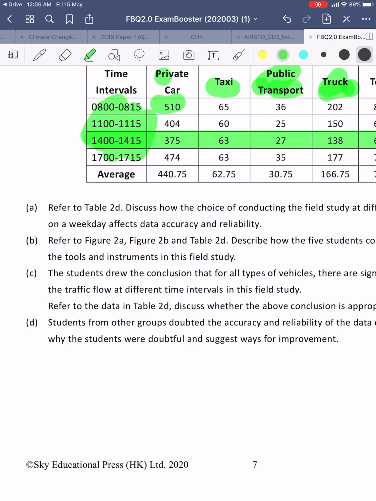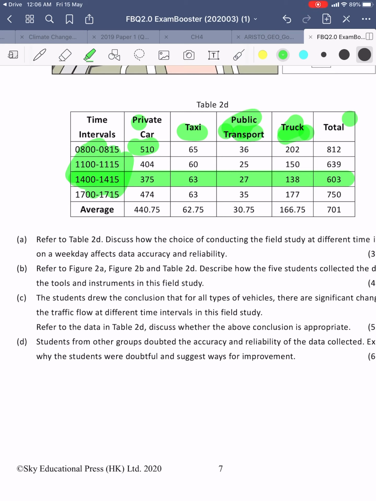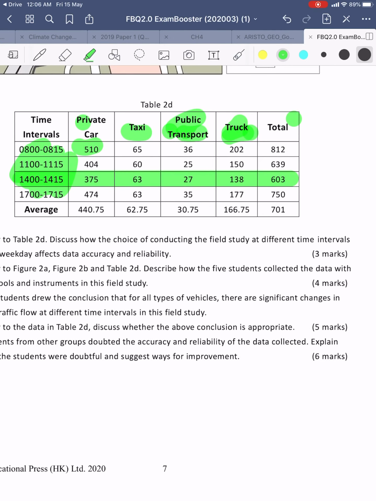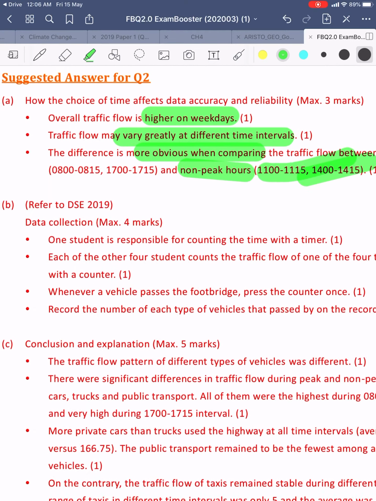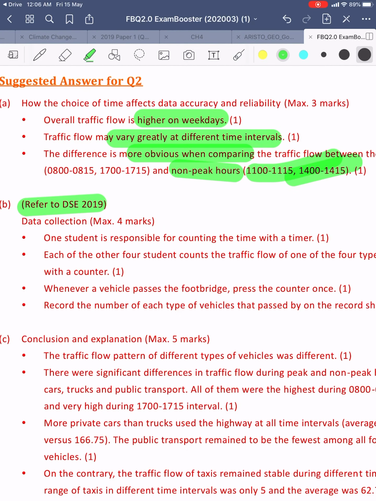Number 2b, refer to Figure 1a, Figure 2b, and Table 2d. Describe how the 5 students collected the data, with the tools and instruments in this study. As you can see here, it is a DSE 2019 question. So you have to describe it properly. Not just take the time and count when the car is passing through. This one will be a very low mark answer. How do we do it?